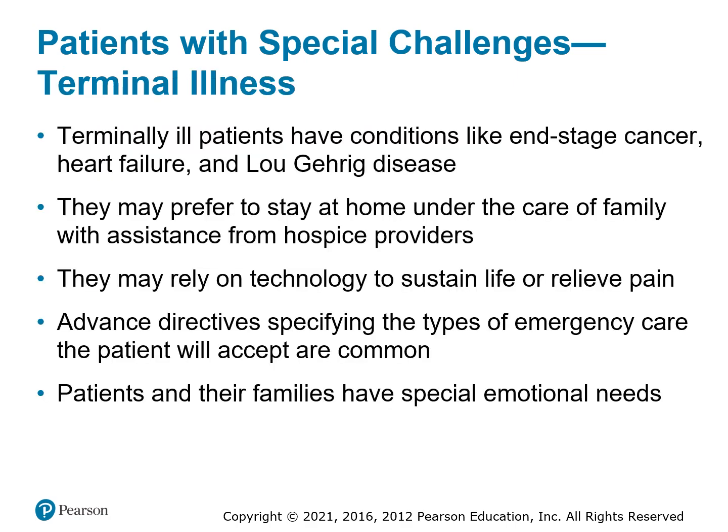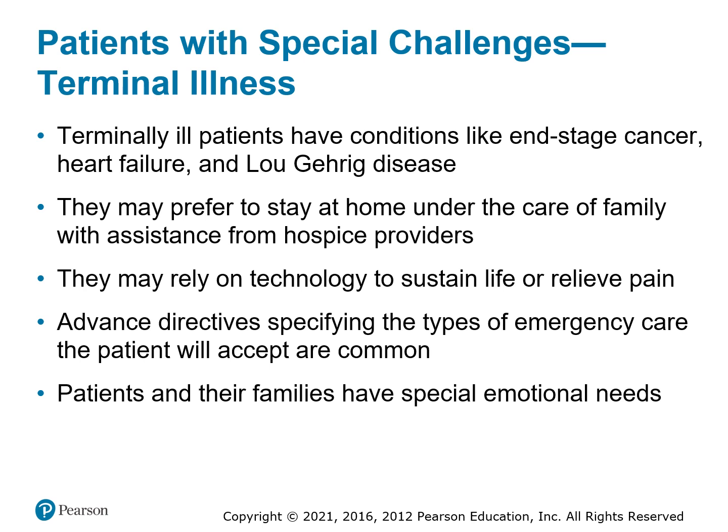Patients with terminal illness. Terminally ill patients have conditions like end-stage cancer, heart failure, and Lou Gehrig disease or ALS. They may prefer to stay home under the care of the family with assistance from hospice providers versus going to the hospital. They know that they have a terminal illness and that the hospital may not be able to do anything for them. They may rely on technology to sustain life or relieve pain. Things like nerve stimulators, that kind of thing.